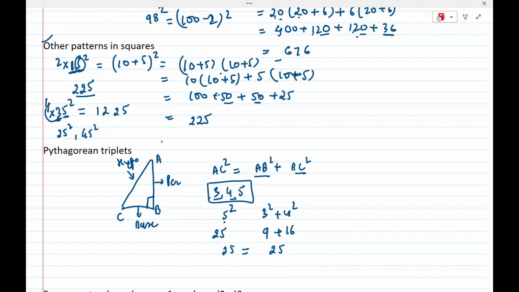Take one more example. Suppose I have 2, 3 and 4. Here the largest number is 4. So 4 square and then the square of the other two numbers. So it is 4 and then 9 and this is 16. So this is 13 and this is 16. As they are not equal, we will say 2, 3, 4 are not a Pythagoras triplet.